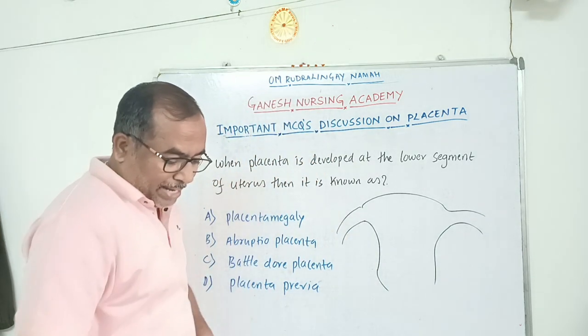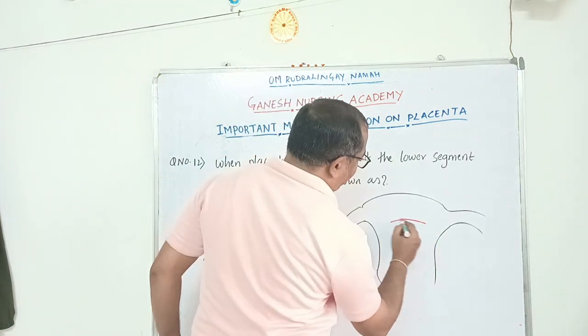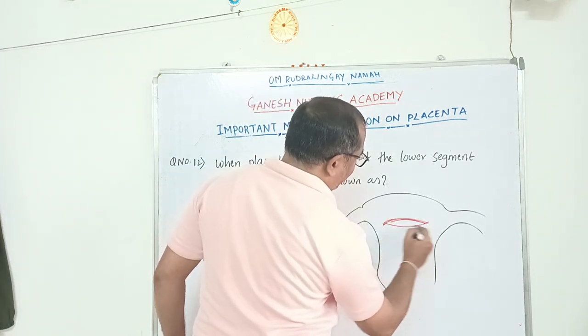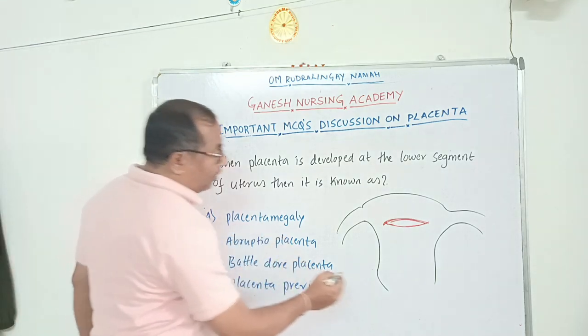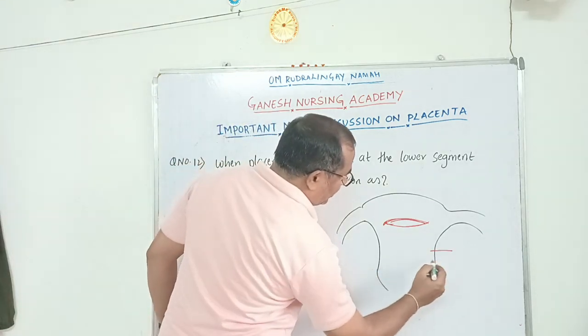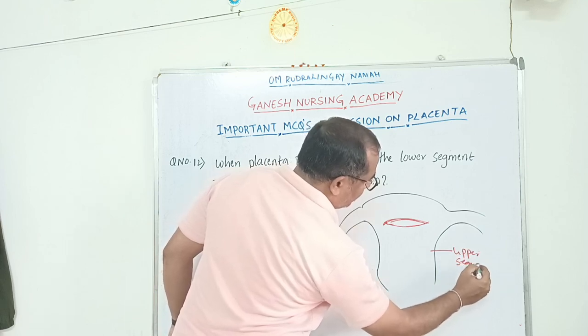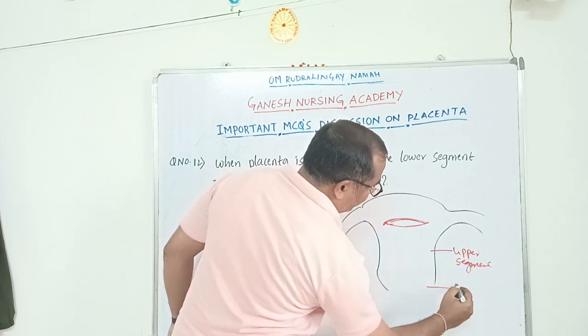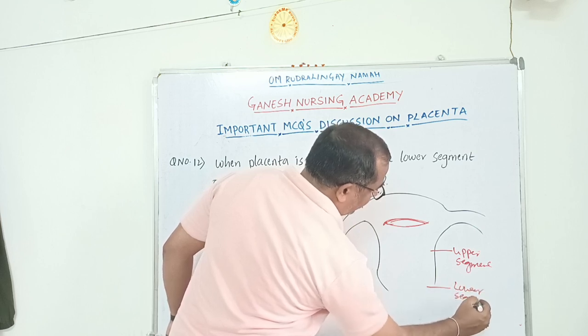So here the placenta should be attached usually at the upper part of the uterus. When the placenta develops here, this is known as the upper segment, and this is known as the lower segment, that is towards the cervix.